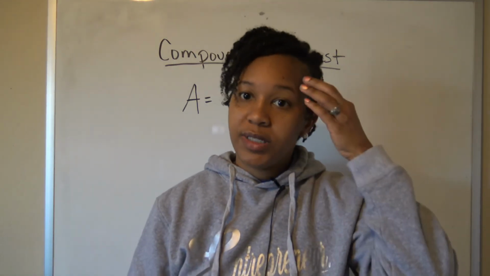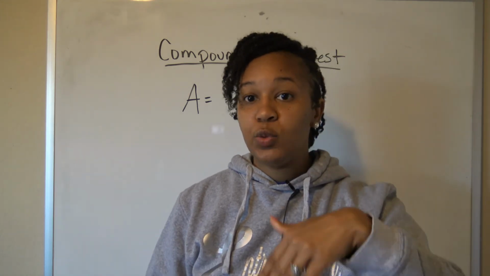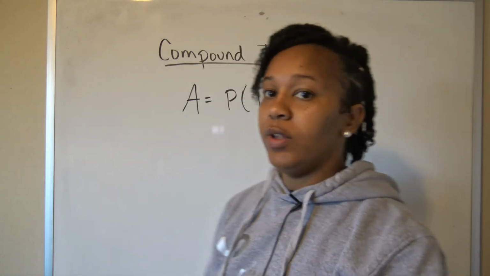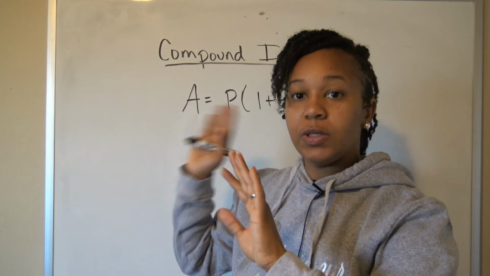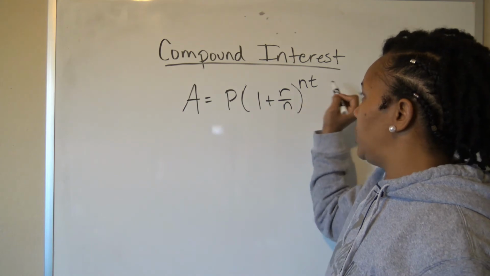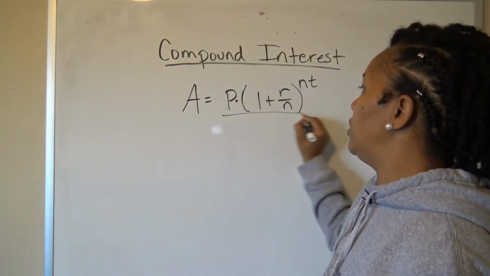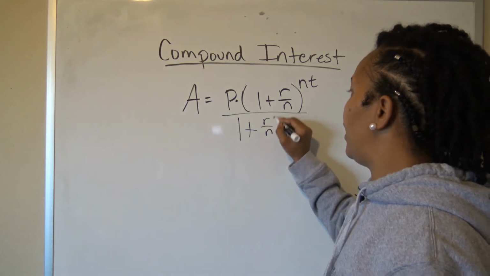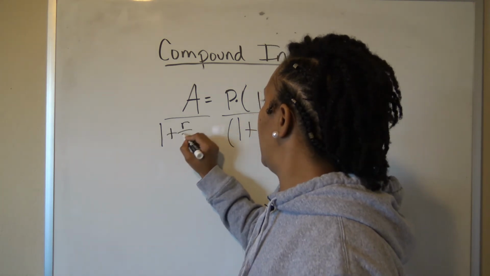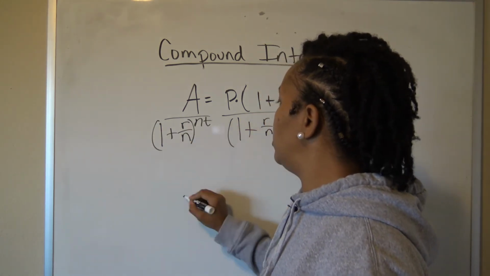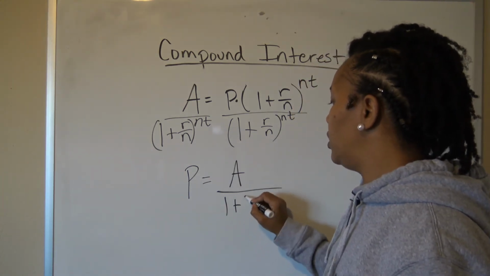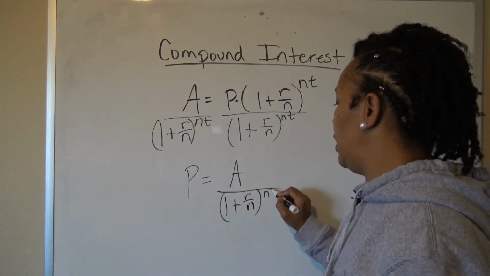Now, in some cases, we want to solve for the principal, meaning we want to figure out how much we need to deposit now in order to have a certain amount in the future. In that case, we would take our compound interest formula and solve for P. Since this says P times 1 plus R over N to the NT, to get rid of all of this, we would divide both sides by 1 plus R over N to the NT. Then you'll get a formula for P that you can use every time. P ends up being A over 1 plus R over N raised to the N times T.